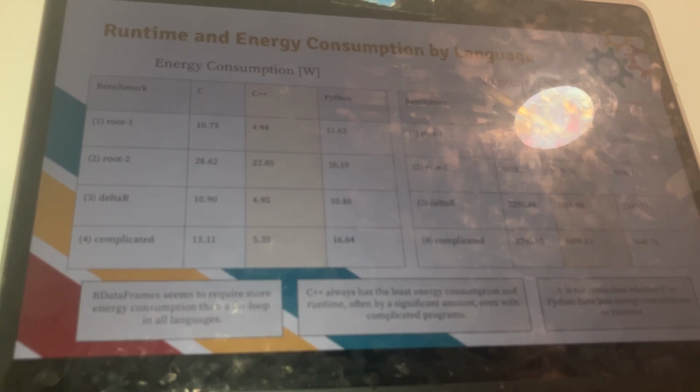We can also notice that our data frame seems to require more energy consumption than a for loop in all languages, and then it's not consistent whether C or Python have less energy consumption or runtime because they switch back and forth between having the most and having the least. Which is interesting. It's an oddity. It's not something we would expect to see. And so that kind of requires more investigation.